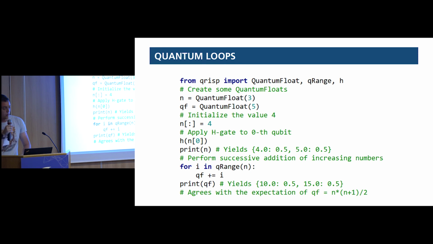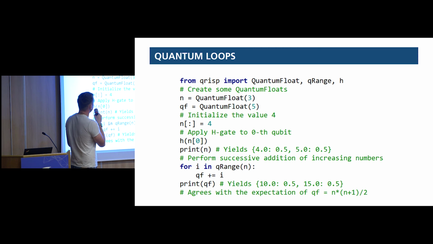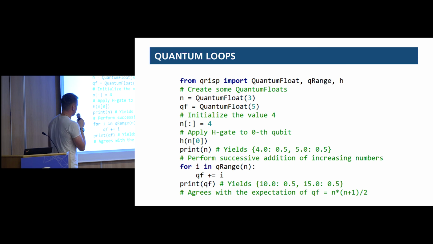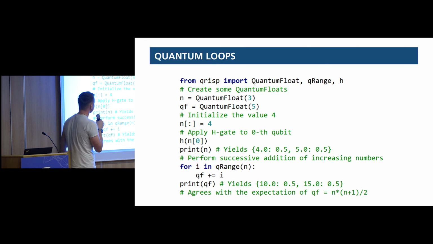Second example I'm going to show you is about quantum loops. Here we have two quantum floats, one called n and another called qf. We initialize n with the value 4. We set it to superposition, which gives us that the quantum float is in a superposition of 4 and 5. And then we perform successive addition of increasing numbers, which is something you might know from the Gaussian formula. And then we evaluate the quantum float, which gives us 10 and 15. And this is exactly what we expect from the Gaussian summing formula.